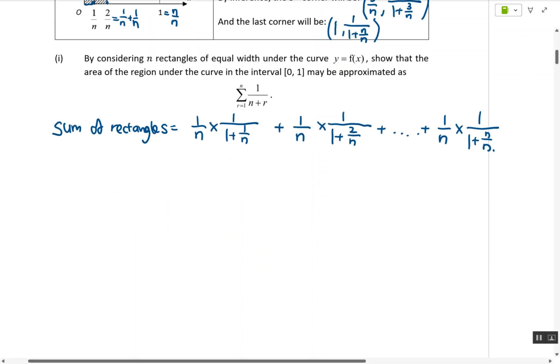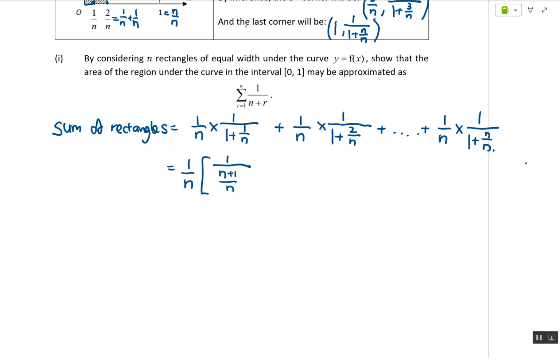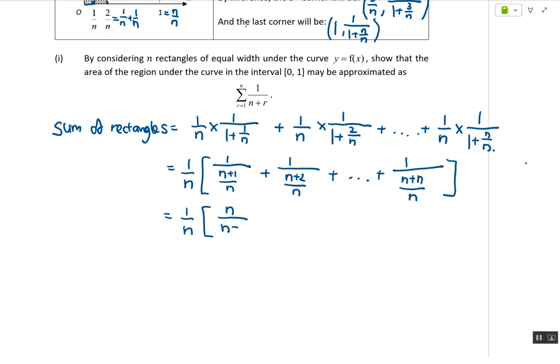I realized that the 1 over n are all the same. All the breadths are 1 over n, so I took out a 1 over n. And then I make a common denominator, so this is n over n plus 1, plus n over n plus 2, plus dot dot dot until the last term, n over n plus n. Taking the reciprocal of each, n over n plus 1, plus n over n plus 2, plus n over n plus 3, plus dot dot dot, n over n plus n.